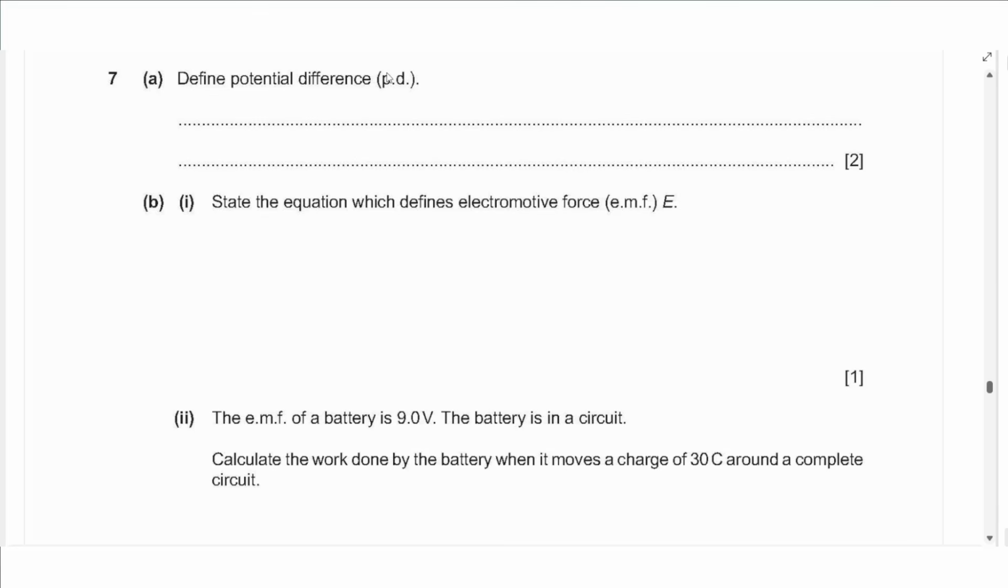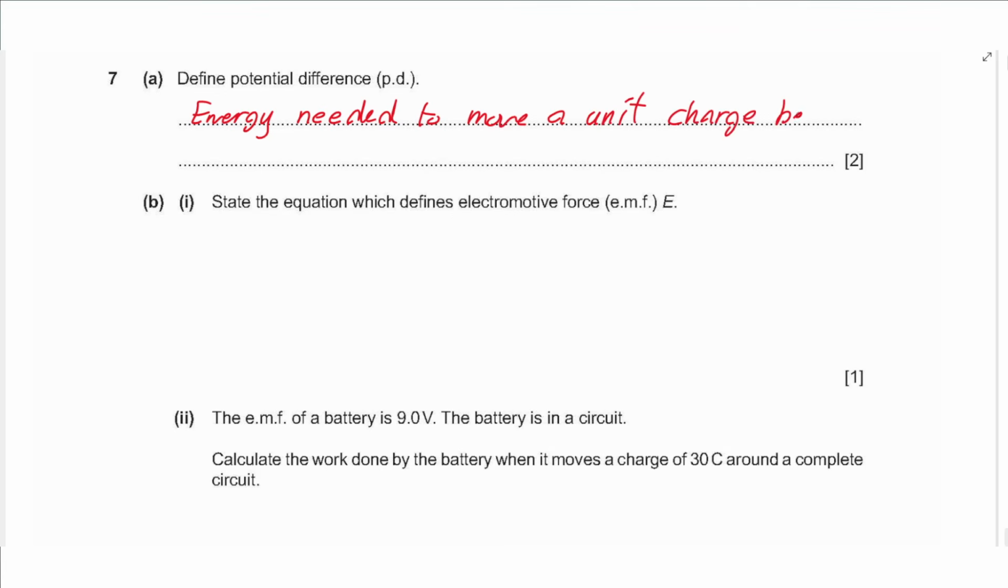Okay, now we go to the next question. Question 7a says, define potential difference, which is the energy or the work done or needed to move a unit charge, which is 1 coulomb, between 2 points. If it said define electromotive force, instead of using between 2 points, we say across a complete circuit.